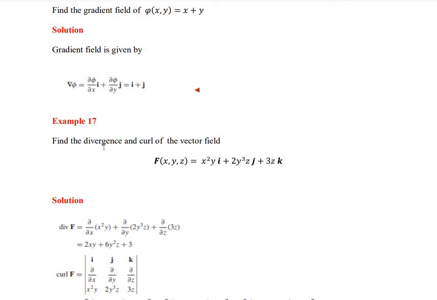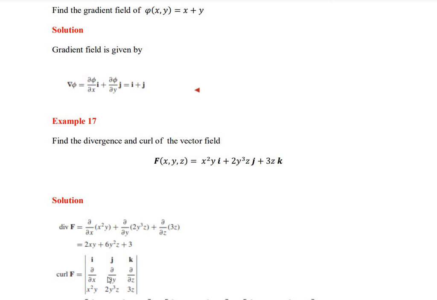Next one, find the divergence and curl of the vector field. So here f is x square y, g is 2y cube z, and h is 3z. So divergence of f will be equal to dou f by dou x plus dou g by dou y plus dou h by dou z. So you will get this one.